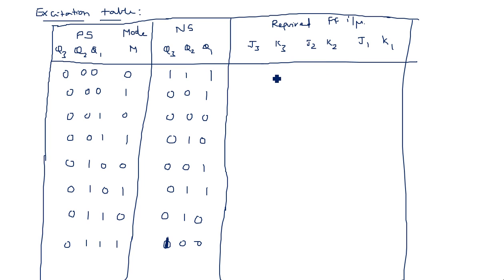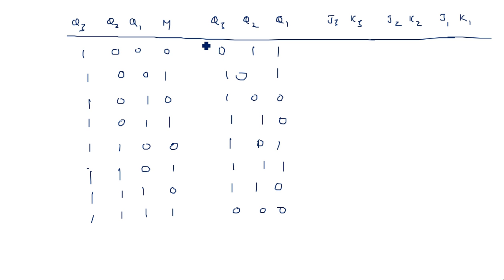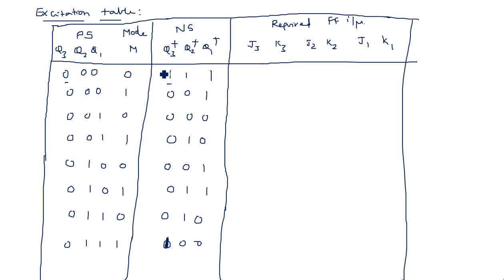Okay, now our next task is very important. We need to identify the excitation table of the JK flip-flop. Excitation table of JK flip-flop already we have seen. So we need to consider the present state and next state, and then identify what could be the inputs of that one. So for J3 and K3, we have to consider Q3 and the next state, Q3 plus. That is better to pronounce. So Q3 and Q3 plus.